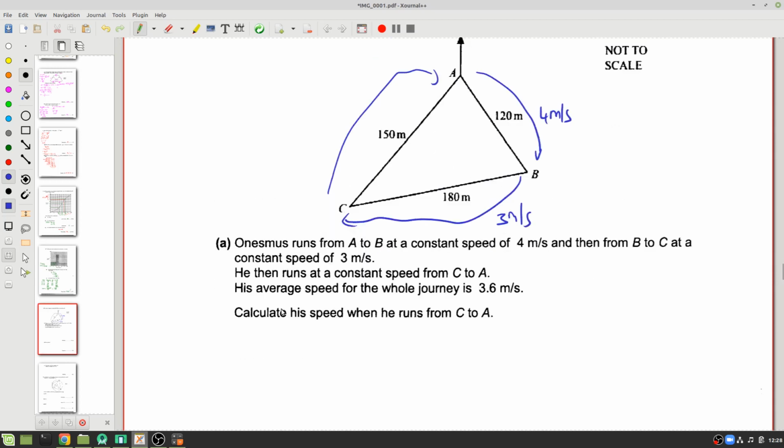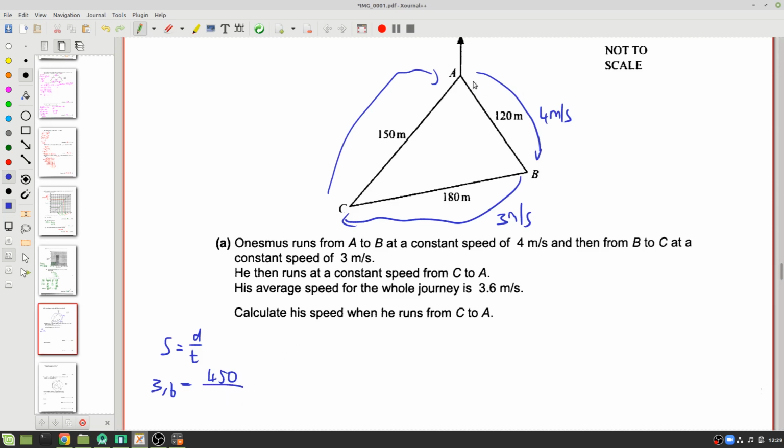Okay, so there's a little bit to take into account here. So we know for the whole journey it's 3.6 average speed. We know average speed is total distance divided by total time. So in our case, we've got 3.6, that's the average speed, equals the total distance. So 120 plus 180 is 300, plus 150 is 450, so 450, and now we need the total time.